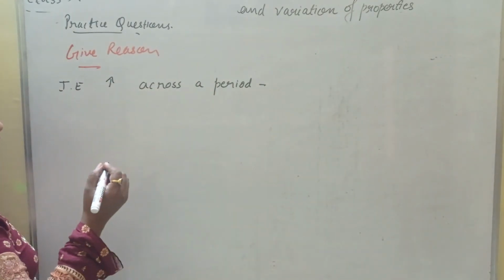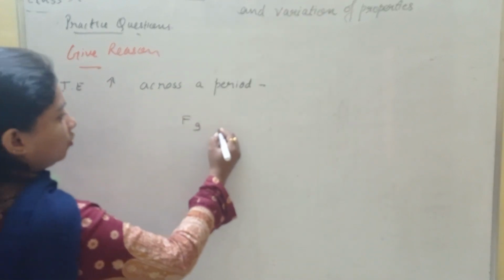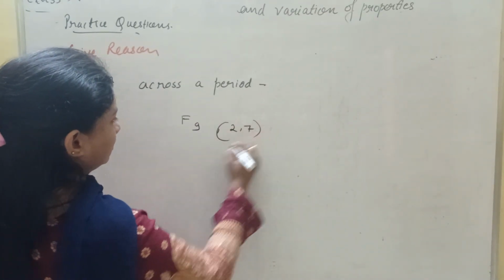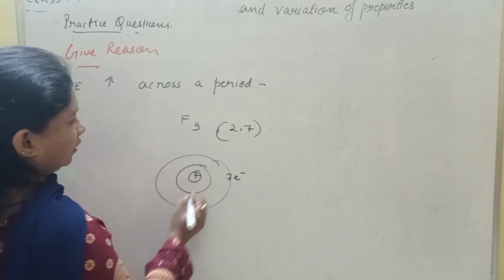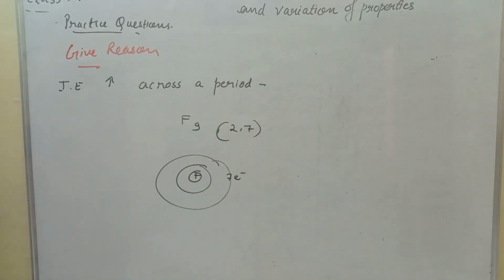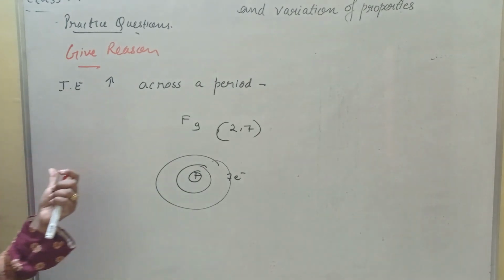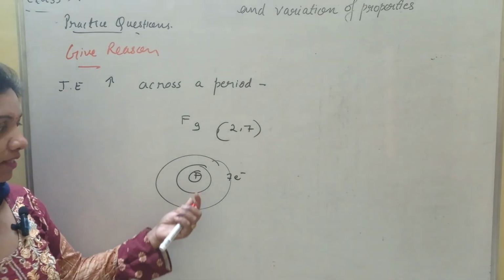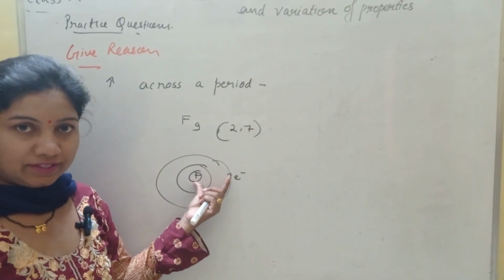Let's take the example of fluorine. Fluorine's atomic number is 9, configuration is 2, 7. It has 7 electrons in the valence shell. So as we move across the period, what is happening? As the atomic size decreases, the distance between the valence electron and the nucleus decreases.